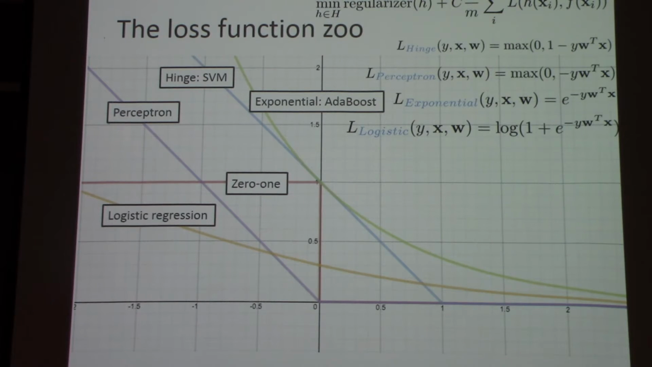SVM typically does not benefit from averaging because it has a regularizer. So generalization is baked in.